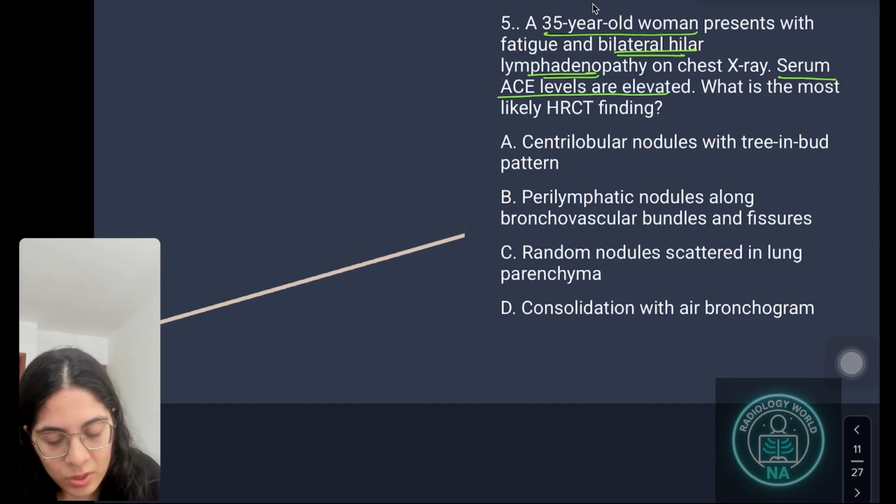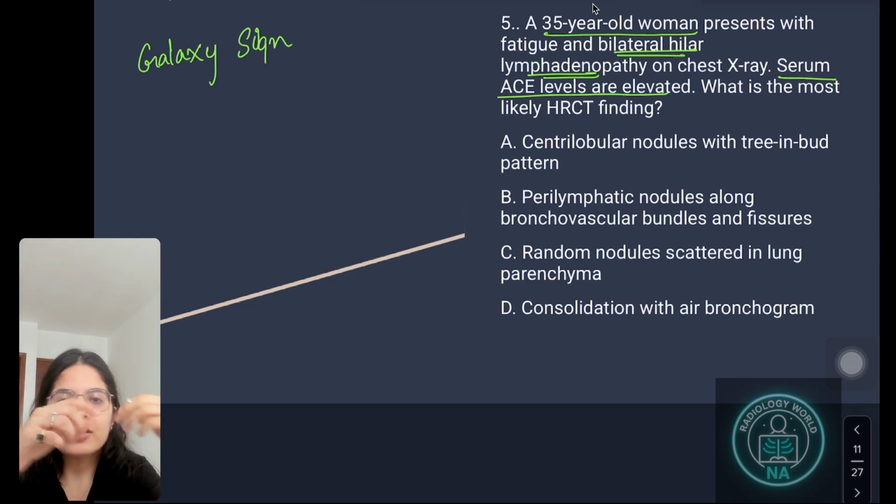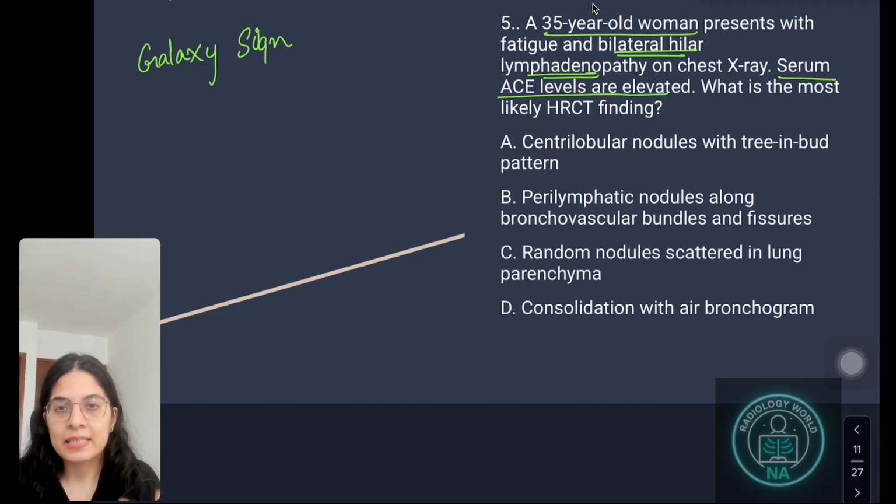So what is the most likely HRCT finding over here? One thing which we have already covered is that you will see the galaxy sign. I'm basically listing some HRCT findings. So one is your galaxy sign, which is a central large nodule surrounded by small nodules. That central large nodule was actually formed because of the coalescing of multiple small nodules. Now you need to remember where in sarcoidosis these nodules are seen, or where these non-caseating epithelioid granulomas are located in the lung parenchyma.